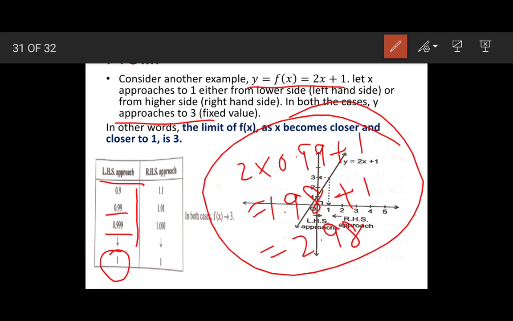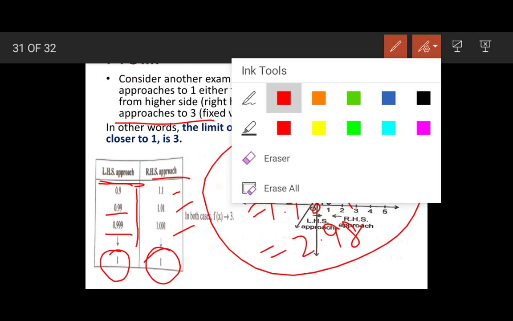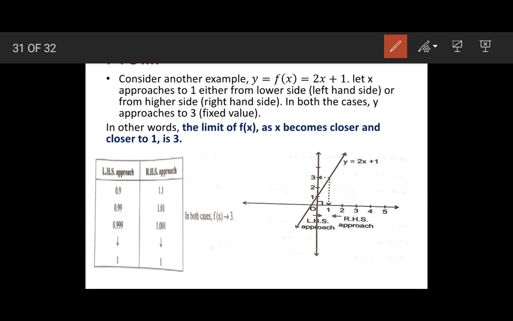This is known as a left hand side approach. Then right hand side approach means above 1. So above 1 is 1.1, then 1.01, then 1.001, right? But all these values are close to 1. So when we plot the graph, we get this graph. Whenever x approaches 1 from the left hand side or right hand side, y approaches 3.